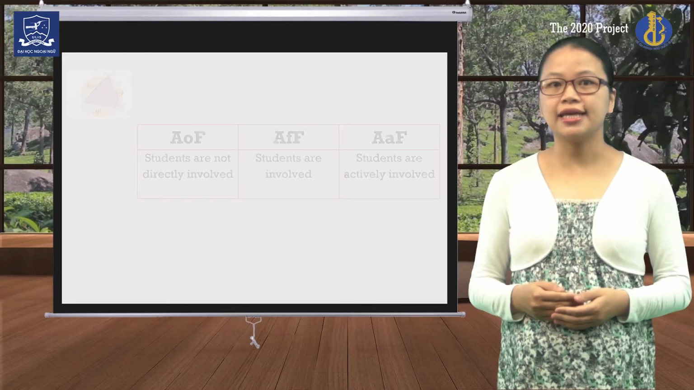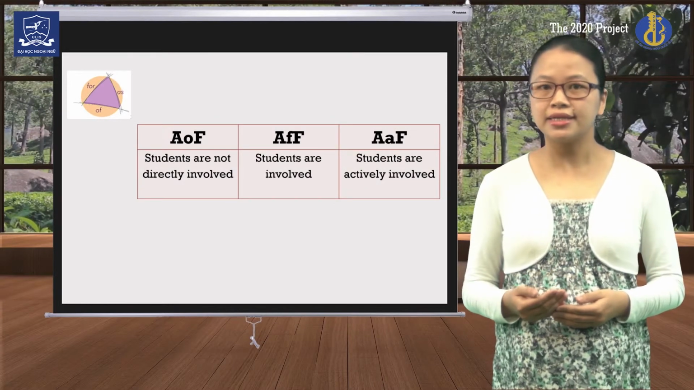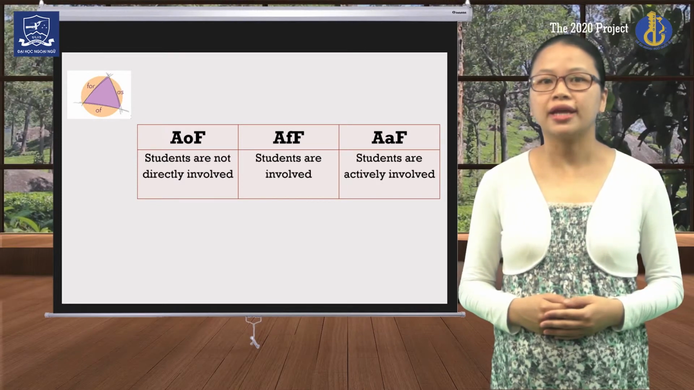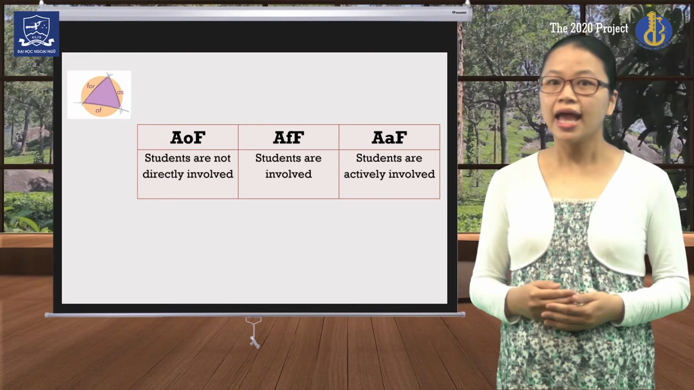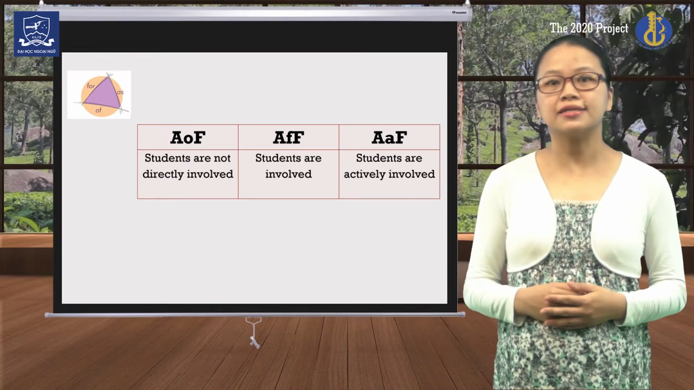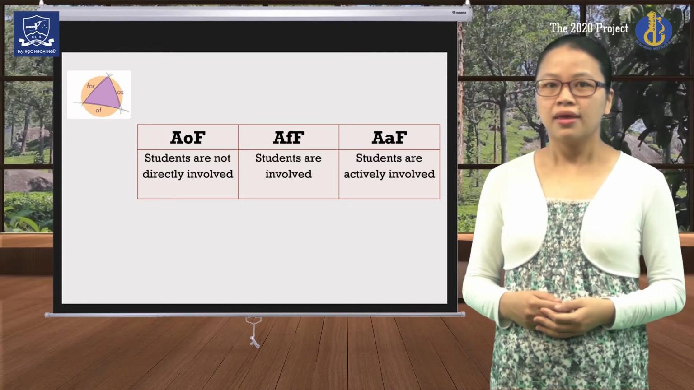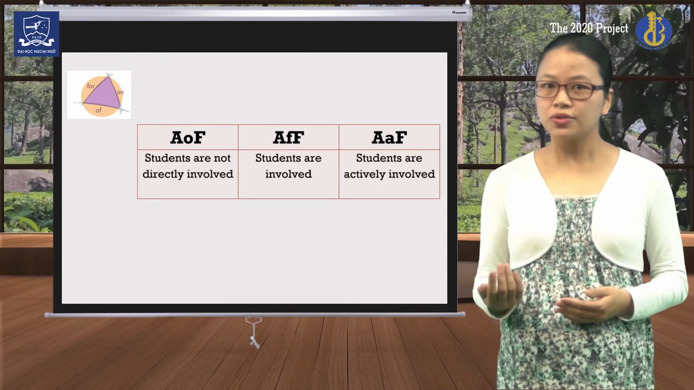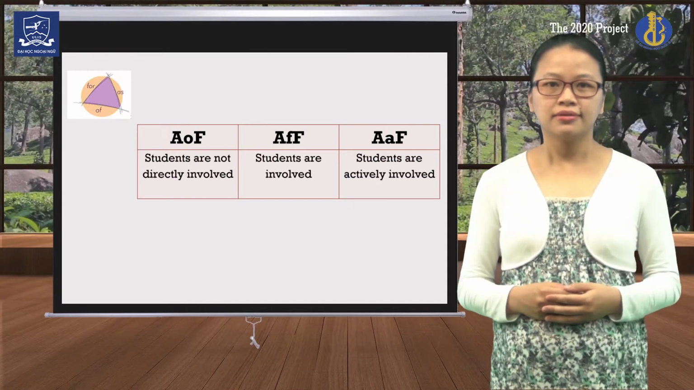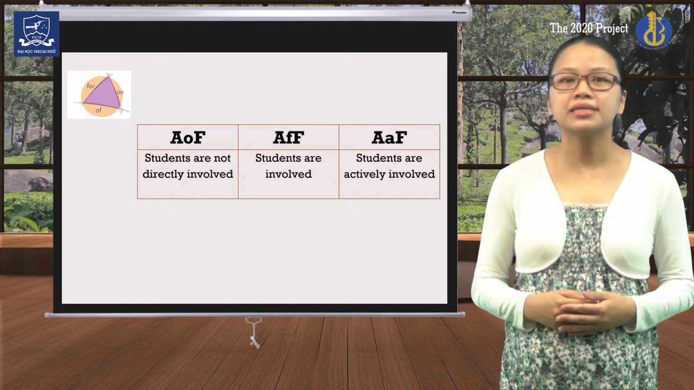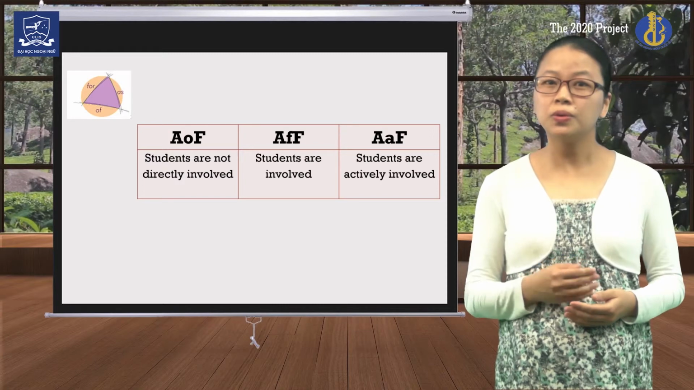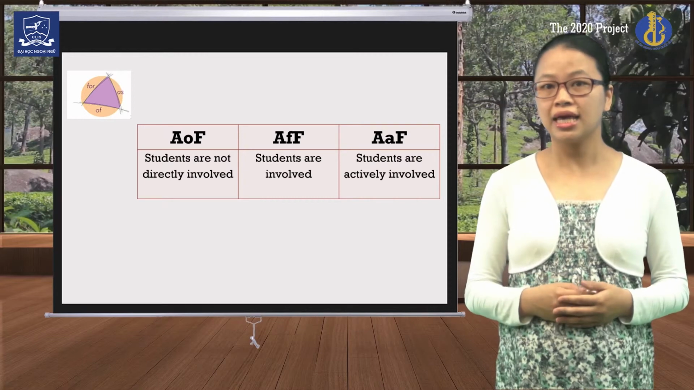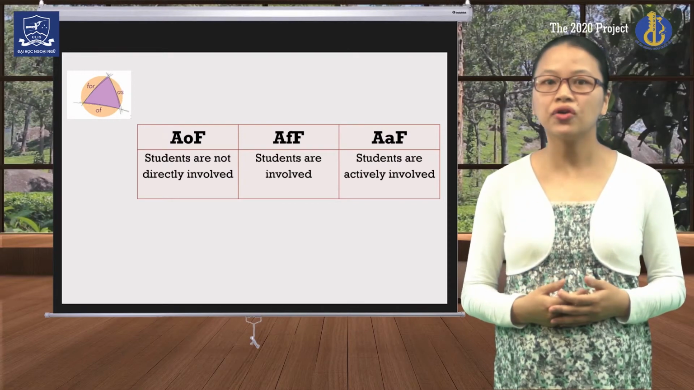Another difference lies in the question of the role of students in the process of assessment. In assessment of learning, teacher assesses students' learning, and students are not directly involved in the assessment process. In contrast, in assessment for learning, the teachers and students work together to assess learning. And in terms of assessment as learning, it is students who assess their own learning. In other words, students are actively involved in monitoring and assessing their learning.